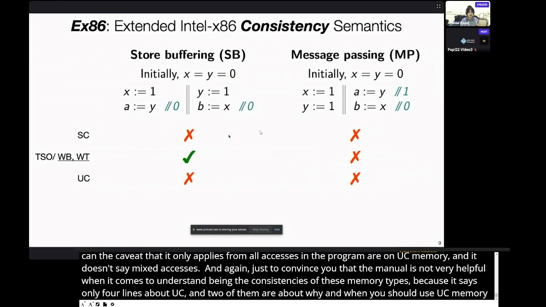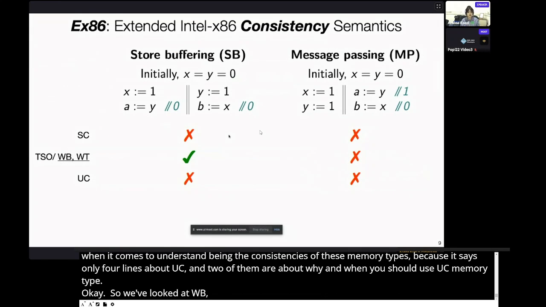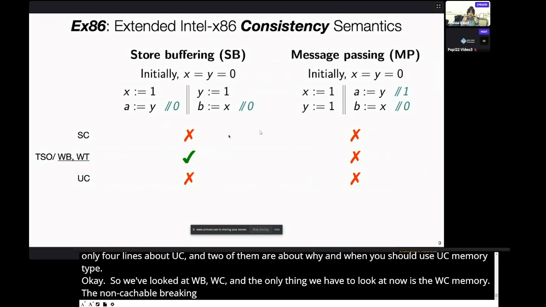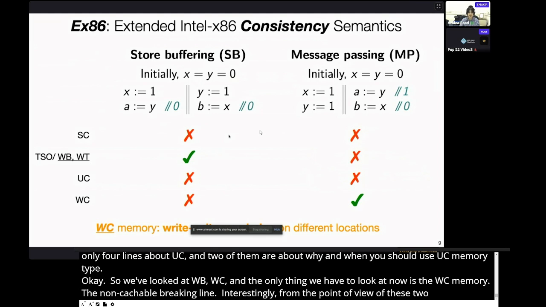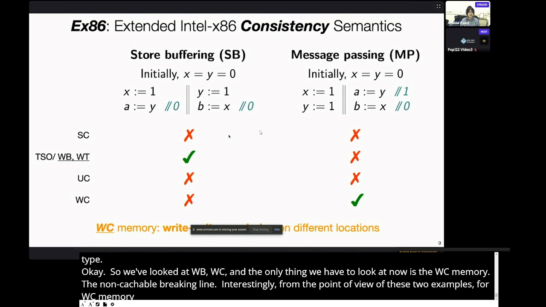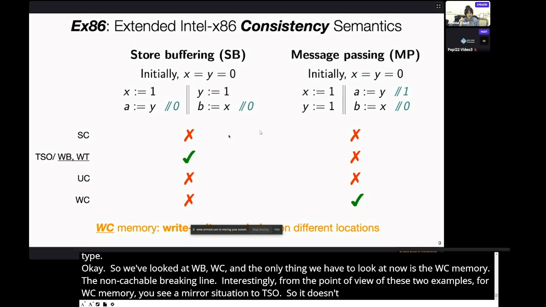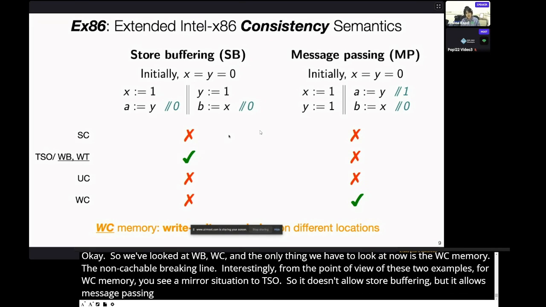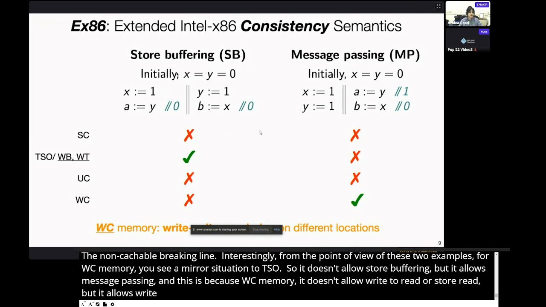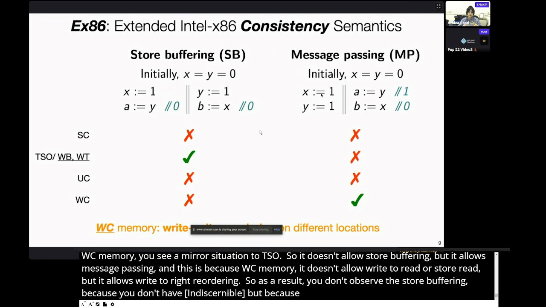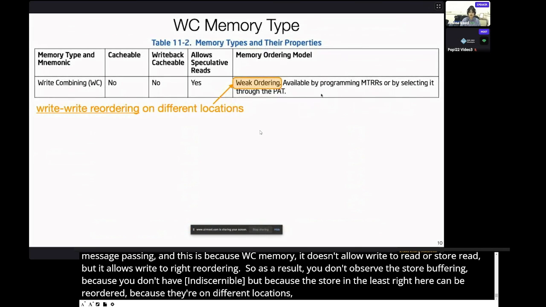Okay, so we've looked at WB, WT, UC, and the only thing that we have to look at now is the WC memory, the non-cacheable write combining memory. Interestingly, from the point of view of these 2 examples, for WC memory, we see a mirror situation to TSO. So it doesn't allow store buffering, but it allows message passing. And this is because WC memory doesn't allow write-read or store-read reordering, but it allows write-write reordering on different locations. So as a result, you don't observe the store buffering because you don't have write-read reordering, but because the stores in the left thread here can be reordered because they are on different locations, you can see the message passing behavior.